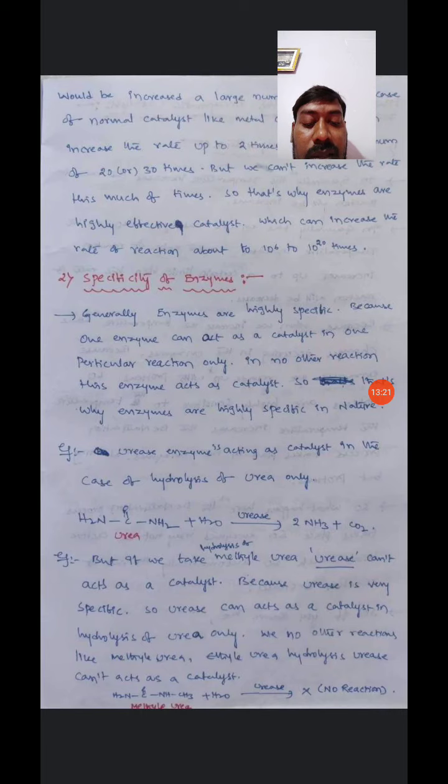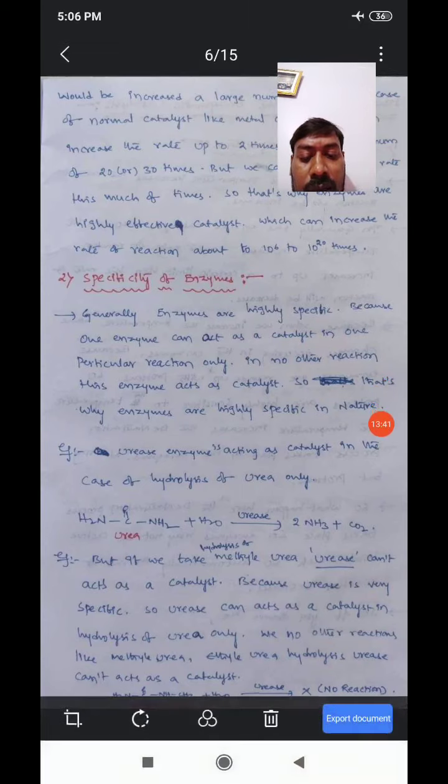The formula of methyl urea is NH2 C double bond O NH CH3. This methyl urea undergoes hydrolysis in the presence of urease. In this reaction urease cannot act as a catalyst, so here there is no reaction.